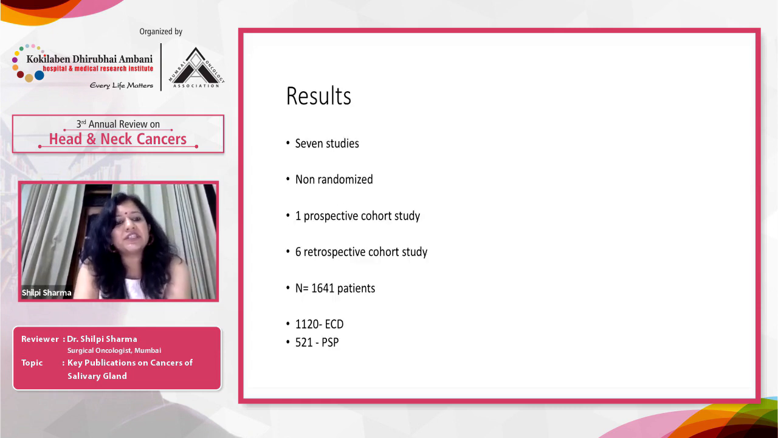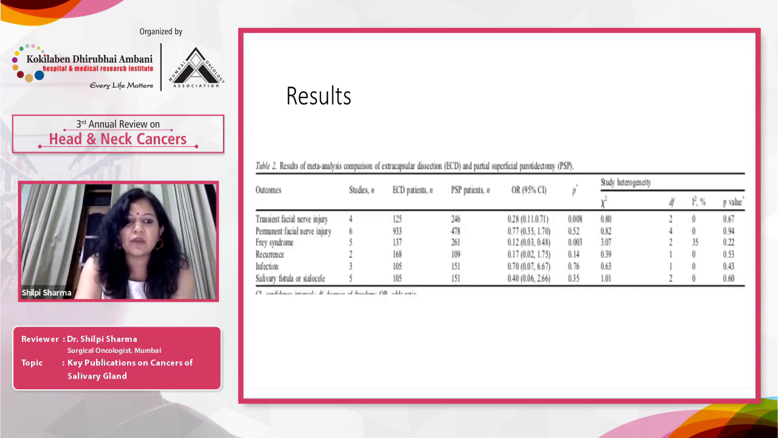So they included 7 studies, all of them non-randomized. There was only one prospective study and the remaining 6 were retrospective studies. They included 1,641 patients, out of which 1,120 underwent extracapsular dissection and 521 were treated with partial superficial parotidectomy. This is the table which summarizes the results of the study.